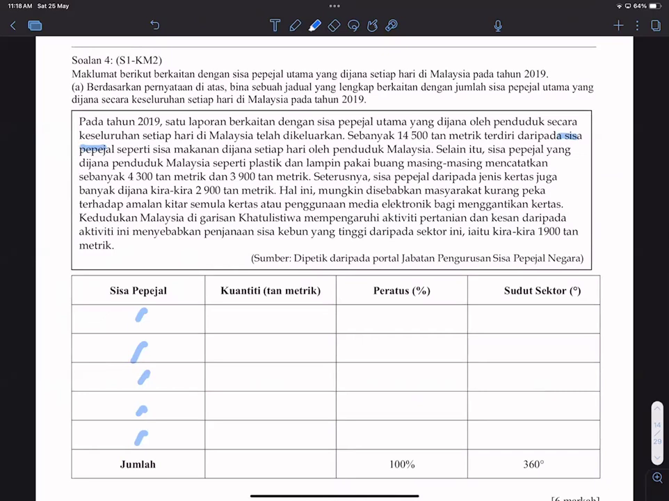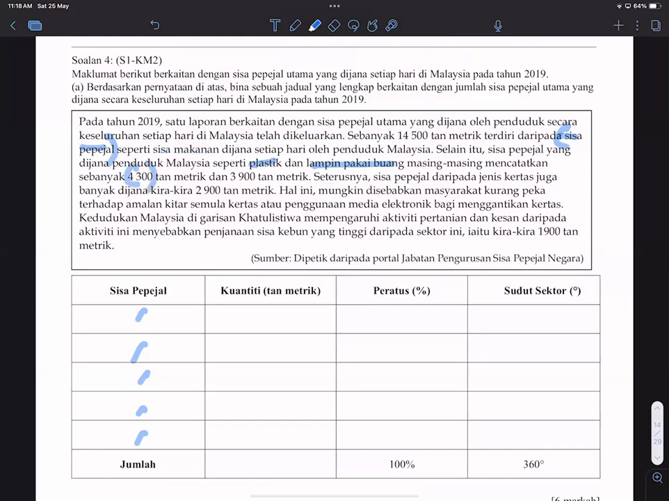Yeah, wait. The second sentence, sisa pekerja di sana. So plastic, lampin pakai buang. So we have plastic, we have lampin pakai buang. So 2 and 3. Oh, sorry. The title is known as sisa pekerja. So sisa pekerja, we have sisa makanan. Yeah, sisa makanan is not a content.